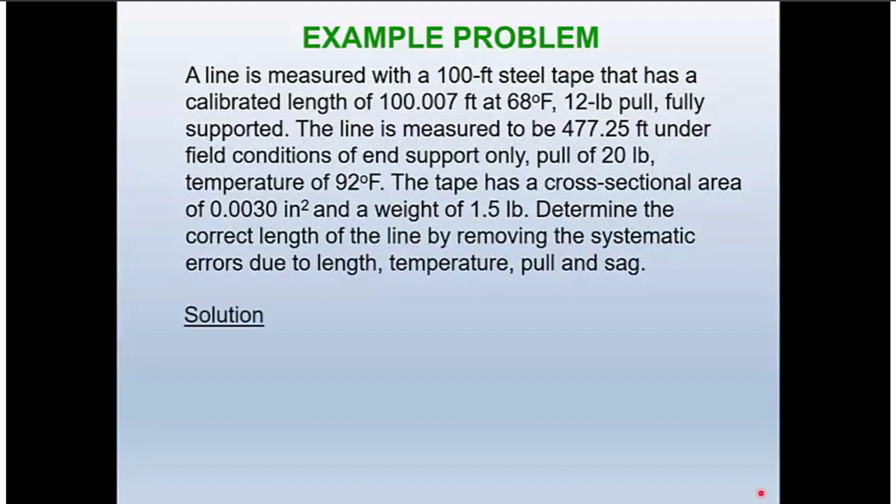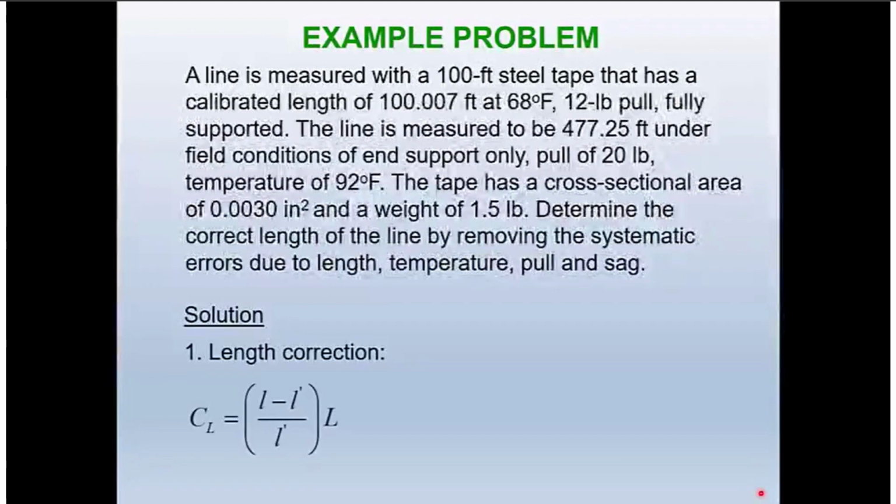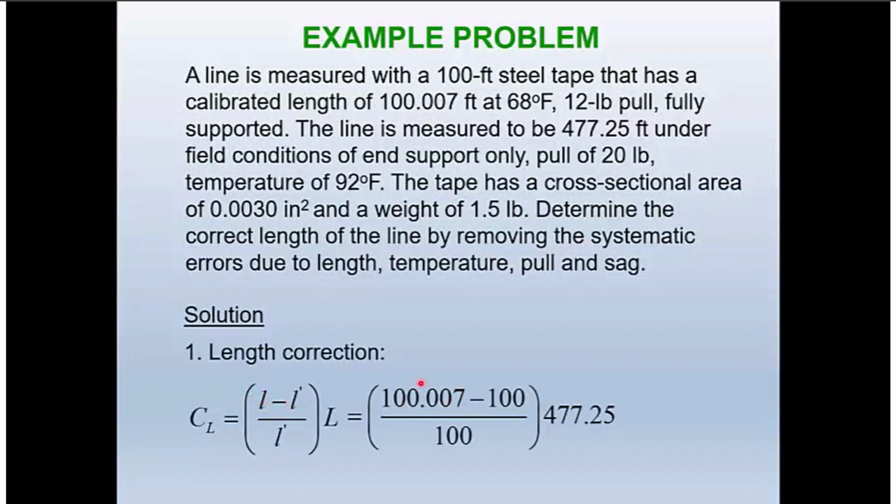All right, let's do this. The first correction will be the length correction based upon the calibrated length. We'll pull up the length correction equation and just plug in the appropriate values. In this equation, L is the calibration length, and so that's going to be 100.07. L prime is the nominal, 100 divided by 100. It's really error per foot. And you multiply times the number of feet measured, which is 477.25. We can see from the equation that this is going to be a positive correction. The numerator is going to return a positive value, so the result will be a positive 0.033 feet.